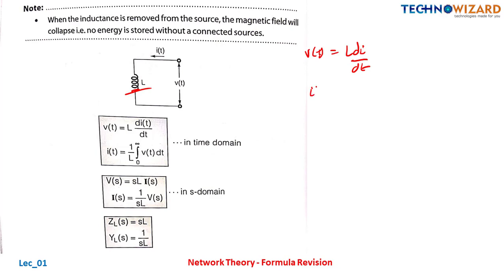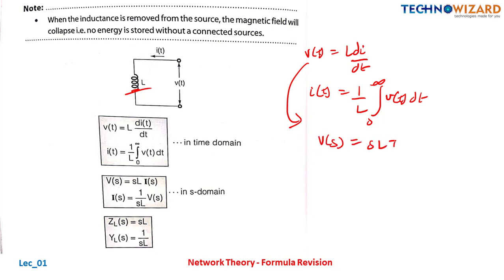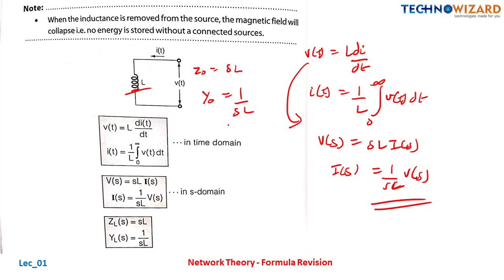And if I have to find the current relation, it will be equal to 1 by L integral from 0 to infinity of phi of t dt. Okay, if you want to write it in the Laplace domain or S domain, then V of s is equal to SL I of s, and similarly I of s is equal to 1 upon SL V of s. Okay, so these are the formulas. Impedance will be equal to SL and the admittance will be the reciprocal, that is 1 upon SL.